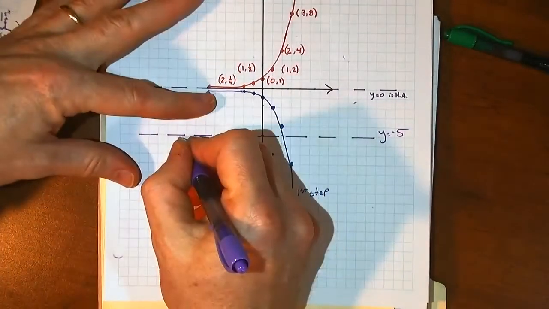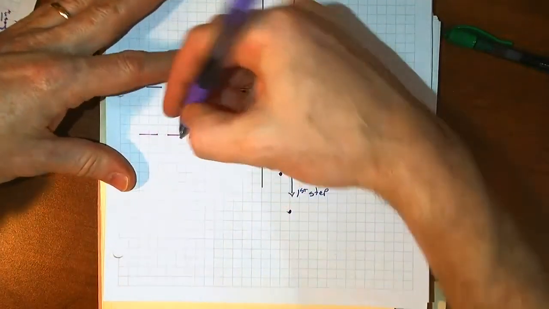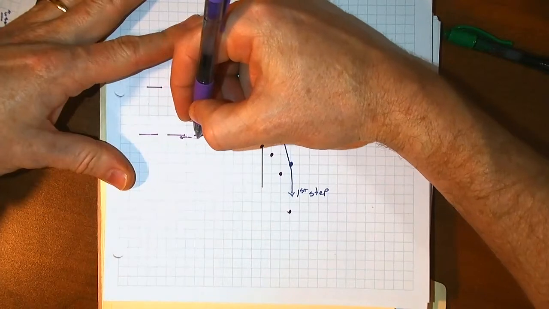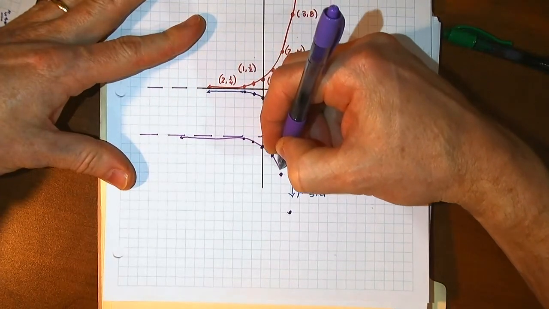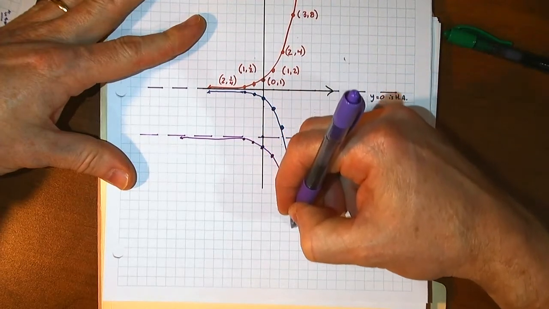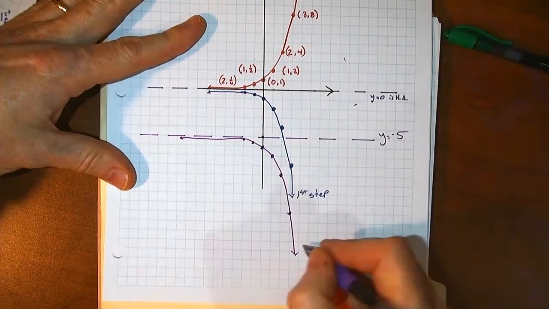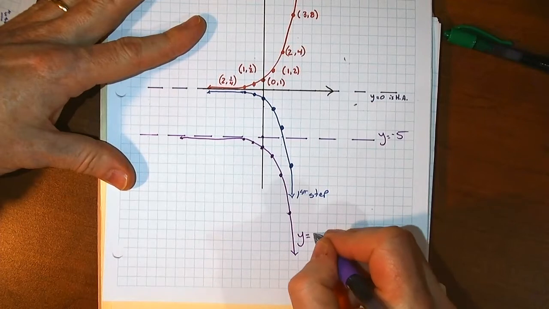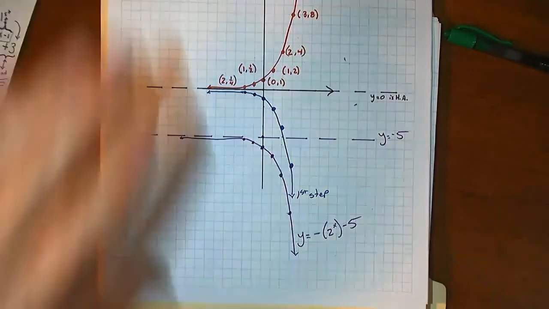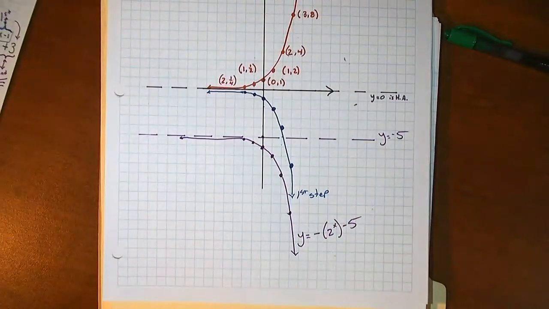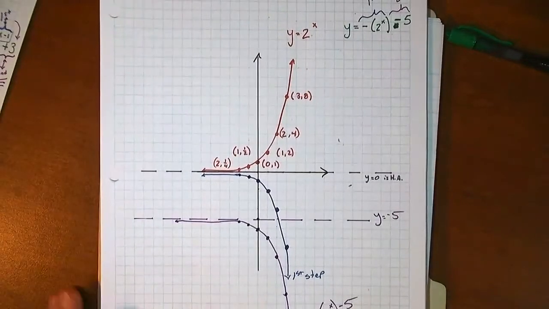So here then becomes the new graph of my new function that has both of those transformations going on. So this is the graph of y equals the opposite of 2 raised to the x power, minus 5. Right? All right. So this is the basic idea.